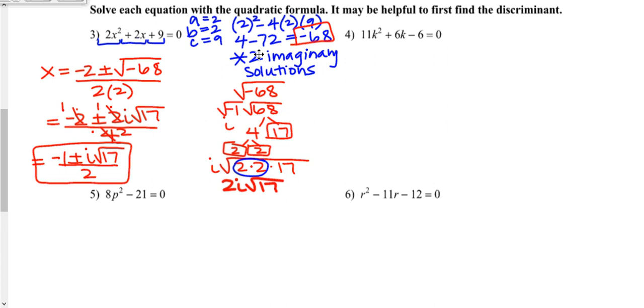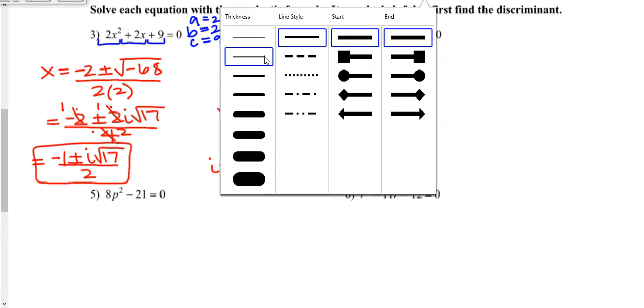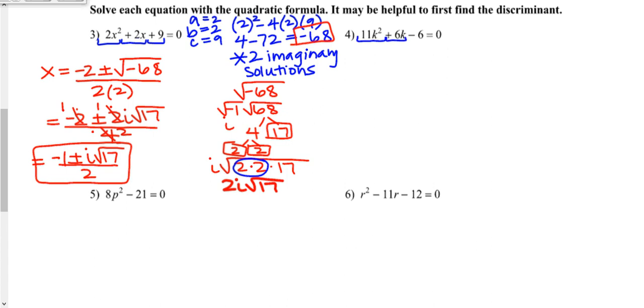All right, number 4. Find the discriminant first. A equals 11, B equals 6, and C equals negative 6. So B squared minus 4AC. 36. 4 times 11 times negative 6 is actually, let's see. 4 times 11 times negative 6. That gives me negative 264.